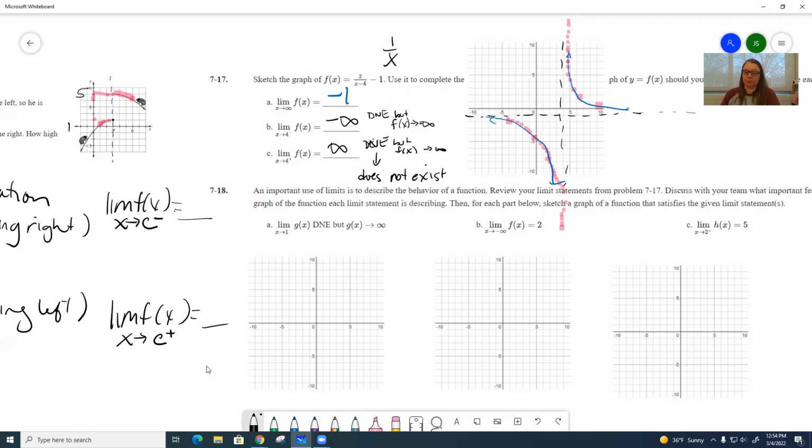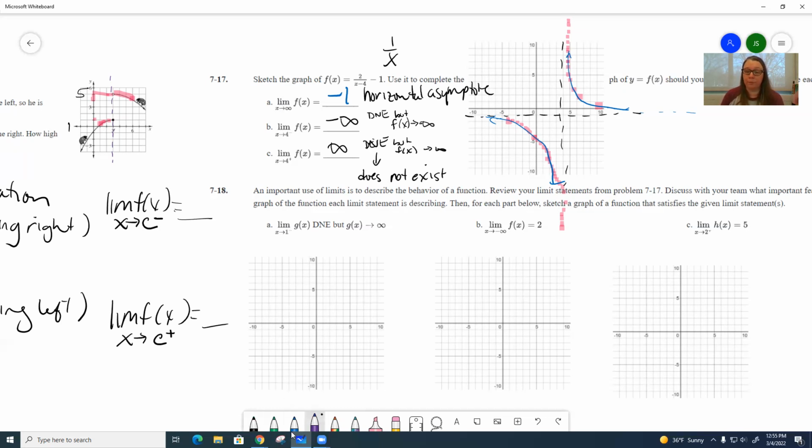Now, when we look at 18, it says an important use of limits is to describe the behavior of a function. Now, when we look at these limits in 17, what important feature is happening in the graph at each of these limits? So like here, when I was approaching infinity, like an end behavior situation, I got closer to -1. Notice that in the graph, this is a horizontal asymptote. Recognizing this pattern is going to help us when we get to these graphs in 18.